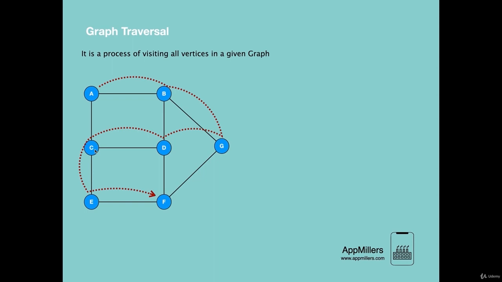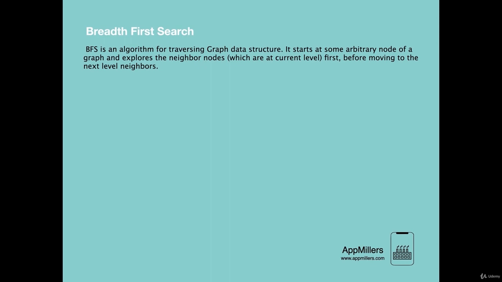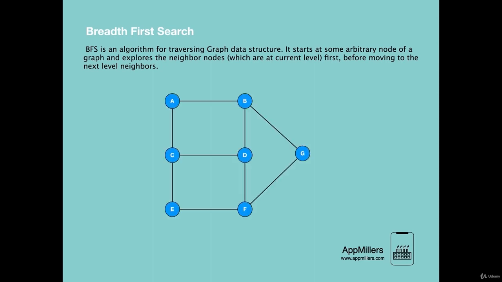Now, as we mentioned, we have 2 ways of traversal. The first way is breadth first search, which is BFS in short. We will look at these methods one by one. So let's get started with BFS, which is breadth first search. BFS is an algorithm for traversing a graph data structure. BFS starts at some arbitrary node of the graph and explores the neighbor nodes first, before moving to the next level of neighbors. Now, let's say this is our graph and we want to traverse it using BFS.